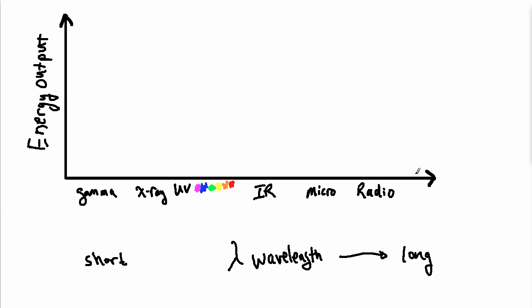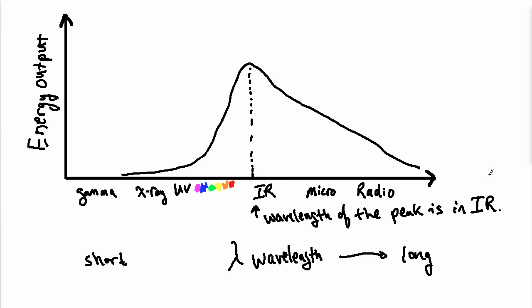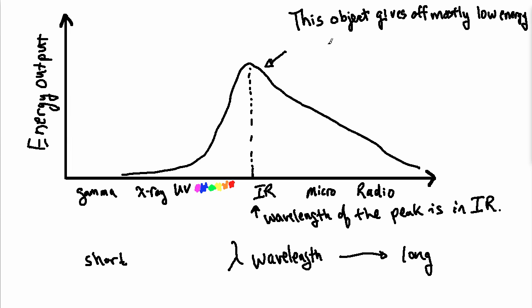Okay, so to investigate this relationship between the peak in the wavelength of an object's light curve and its temperature, and also its color, I'm going to draw another light curve. So this light curve has its peak occurring at the wavelength of infrared light. So here I am identifying with this arrow that the wavelength of the peak is in infrared, or IR. And the general way to interpret this would be to say that this object gives off mostly low energy photons as a result of its peak being at relatively long wavelengths, and therefore it would have a low temperature.